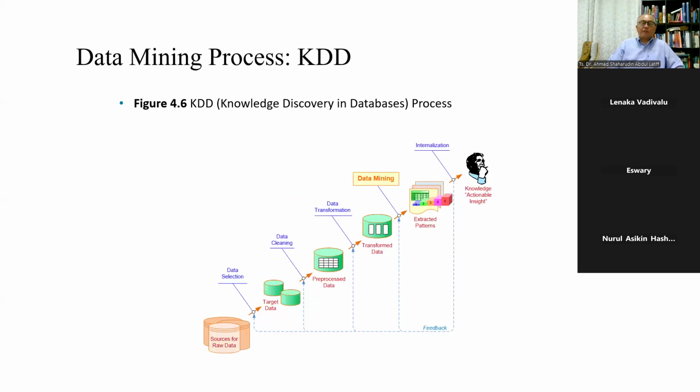The other process is called knowledge discovery in databases, where we have sources of raw data. Then we have target data: we select data to become the target data. We clean and pre-process the data to have pre-processed data, and then we transform the data into a specific data format that's suitable for our analysis. After we have transformed this data, we extract the patterns using data mining method models. And then we get the internalization, which you will learn later in the SECI model.